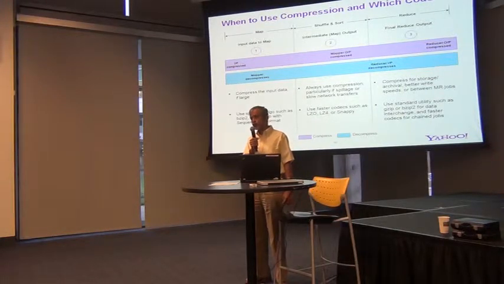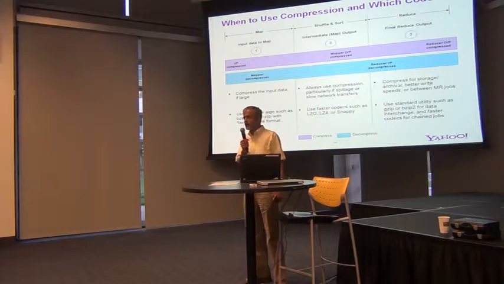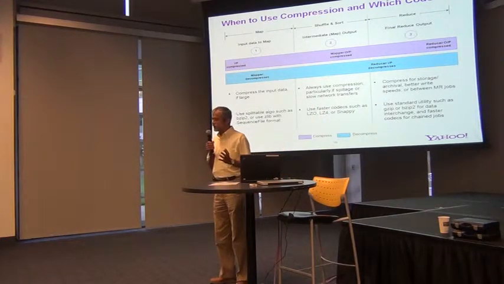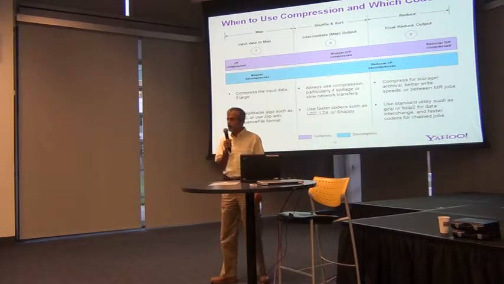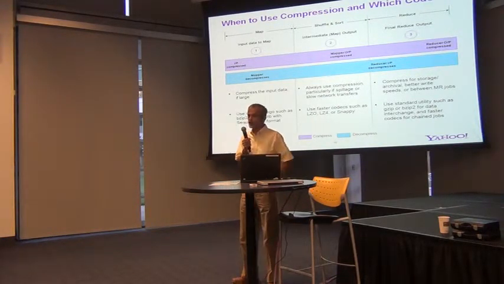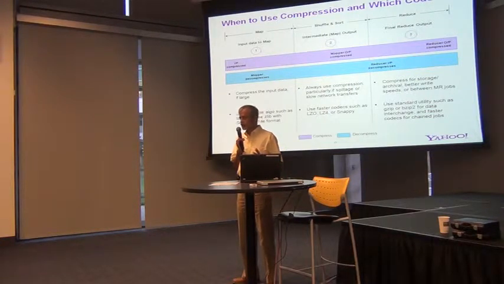With regard to the output from the reducer, you would want to compress if you want to ship the data off grid. In that case, you would use a standard format like gzip. To improve your write speeds is another reason to use compression there. And sometimes you are running multiple jobs, and the output from one job gets fed to another job. In that case, you might want to use a fast compression algorithm like LZO.